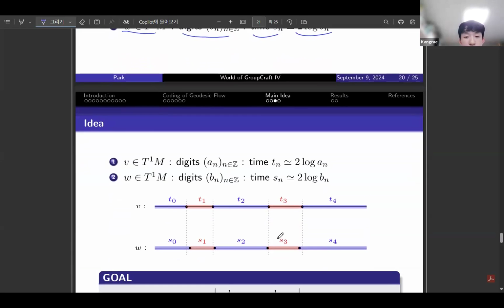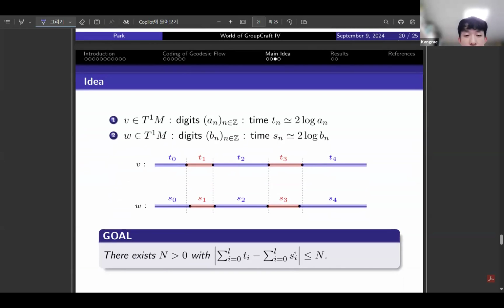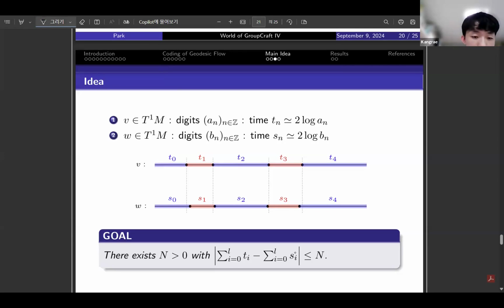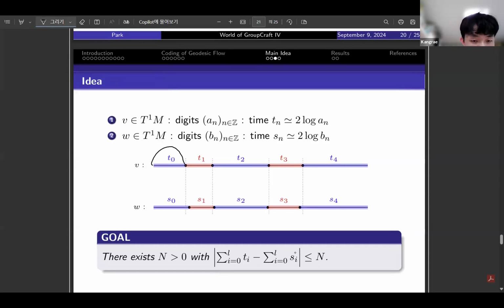So it turns out that when we think of V, and please look at this picture, this picture represents the movement of V, and here there is a red and blue and red excursion times, and through these excursion times, the geodesic would move like, the height would be like this.